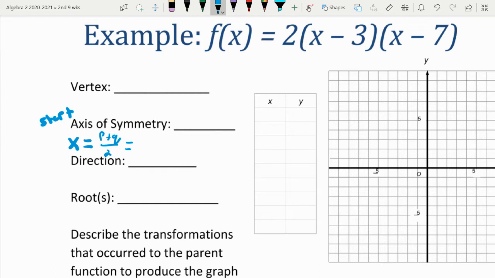If you list out your numbers, this will help out tremendously. So we'll say p equals 3, q equals 7. So it has to be opposite of the formula. We're going to have 3 plus 7 over 2. Add those together, 10 over 2, which is 5. So now I know the x coordinate of my vertex.